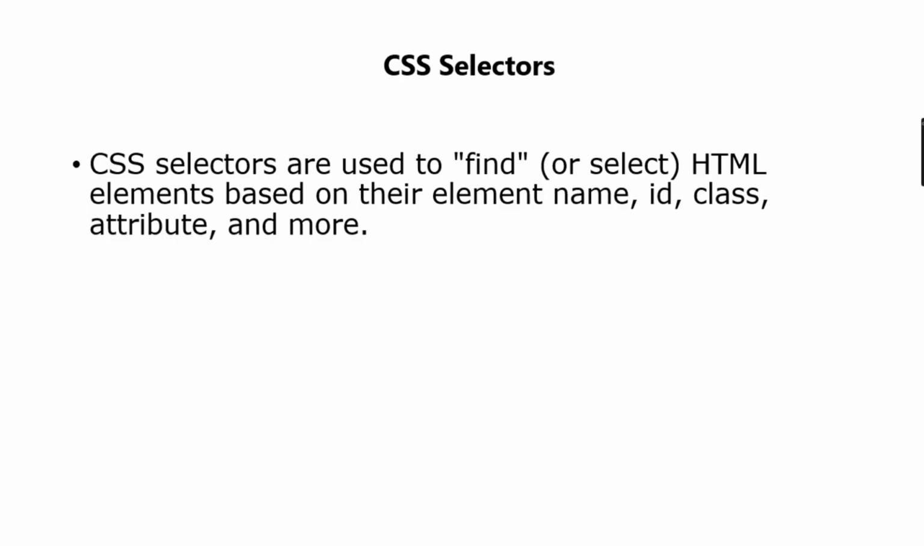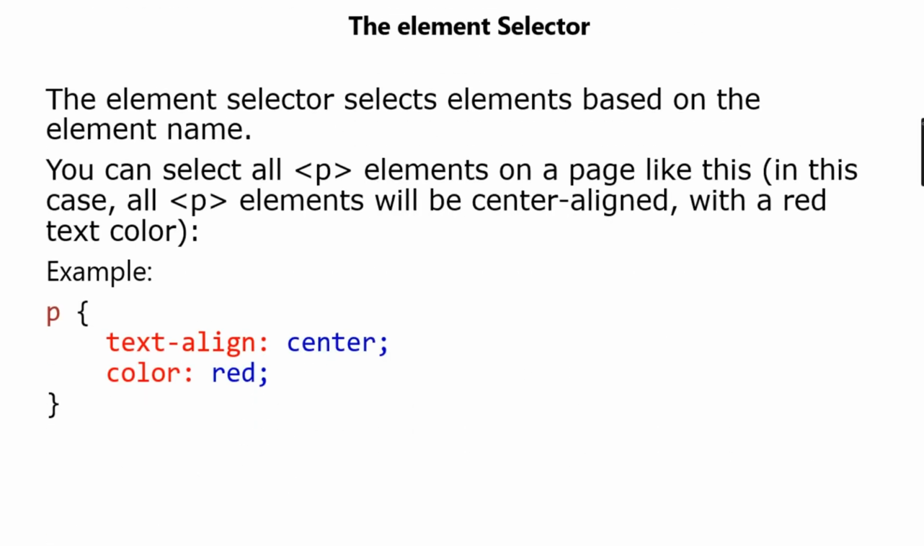All right. So next, this element selector selects elements based on element name. You can select all, for example, p tag elements on a page like this. In this case, all p tag elements will be center aligned with a red color. Are you seeing it? Now, demonstration.